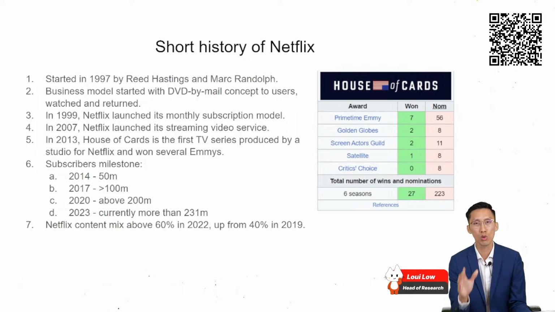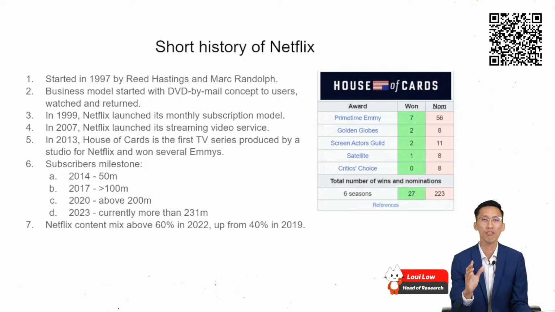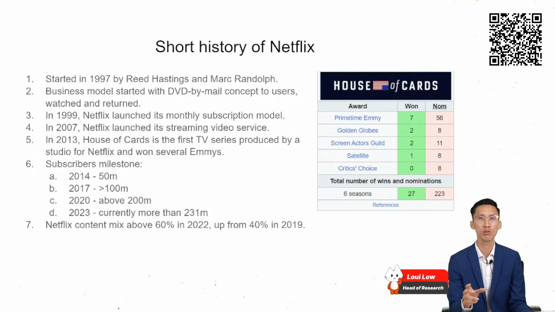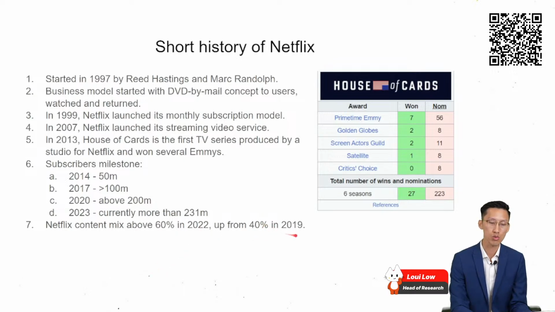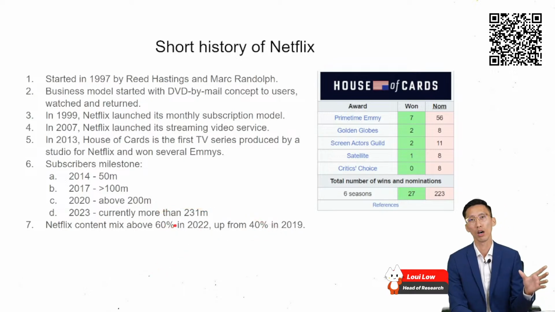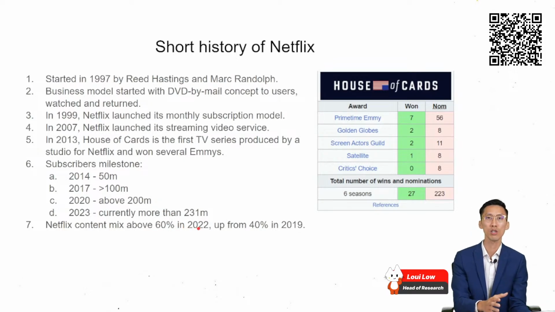But one thing about Netflix is that they have always been streaming other people's licensed products, such as movie content or TV series content made by other people. But their content mix has changed towards their own originals, from 40% in 2019 up to 60% in 2022. I want to mention this because when they go in the direction of producing their own originals, that is where the money will be made even more.